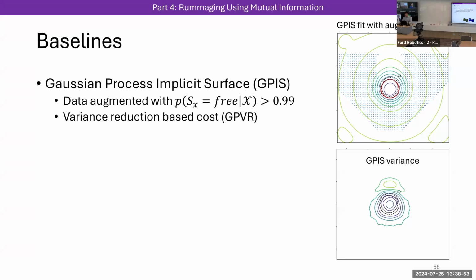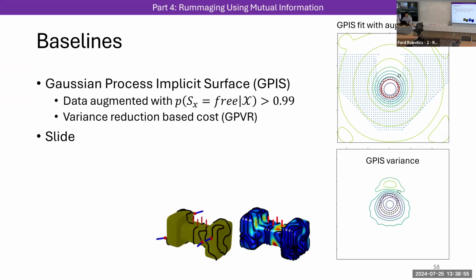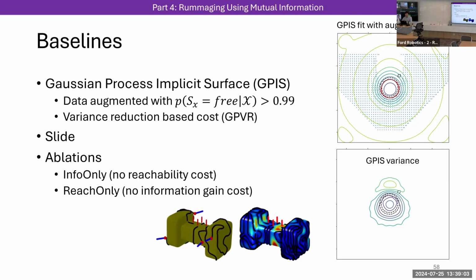Next, we introduce a simple sliding heuristic inspired by many methods that use sliding as a mechanism for collecting information. And lastly, we consider two ablations where we have no reachability cost and also have no information gain cost to consider the value of each one.